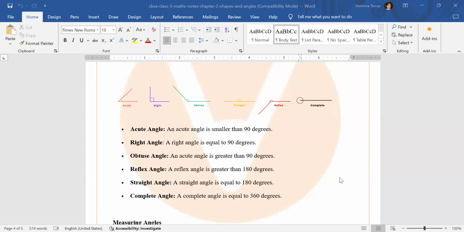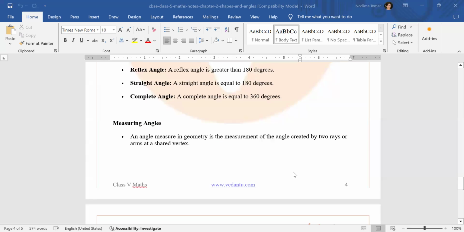What is a straight angle? Just see this one, the yellow color line. A straight angle is always equal to 180 degrees. Then only it will form a straight line. Complete angle. So complete angle means it will cover all the sides and it will form 360 degrees. That's why we say a complete angle means it is forming a circle, and the measurement of a circle is how much? 360 degrees.